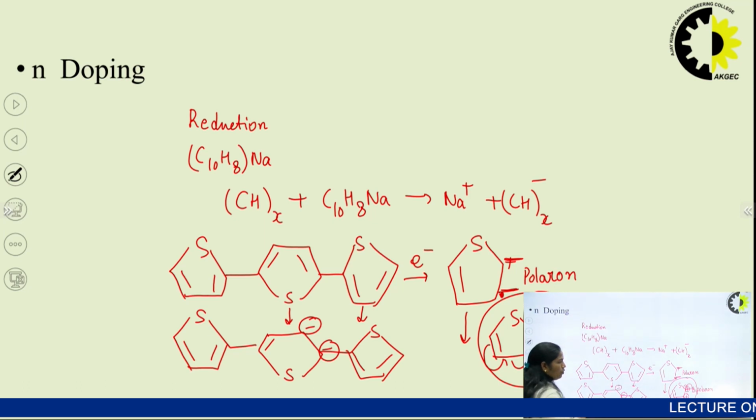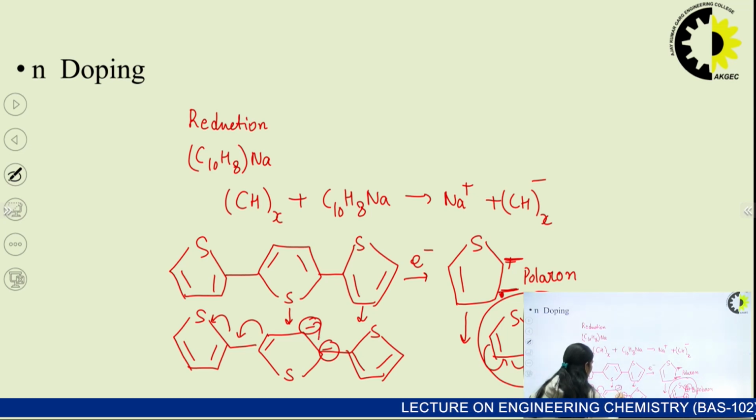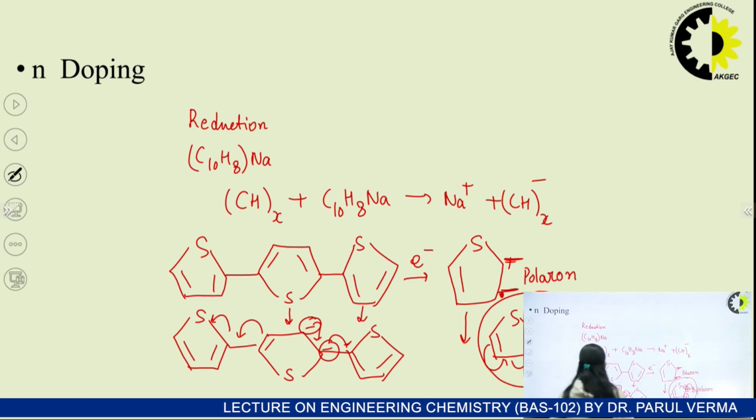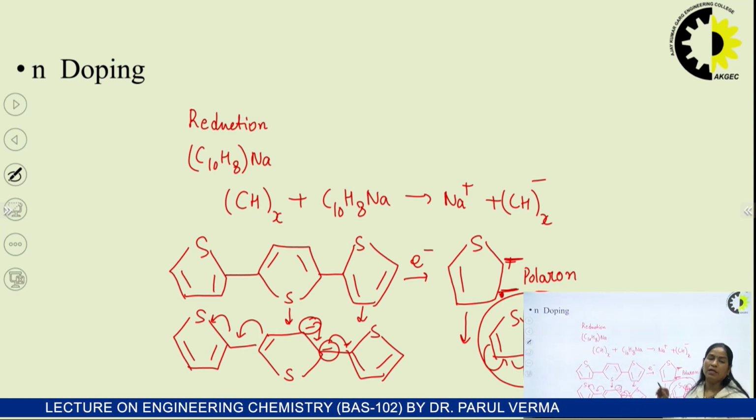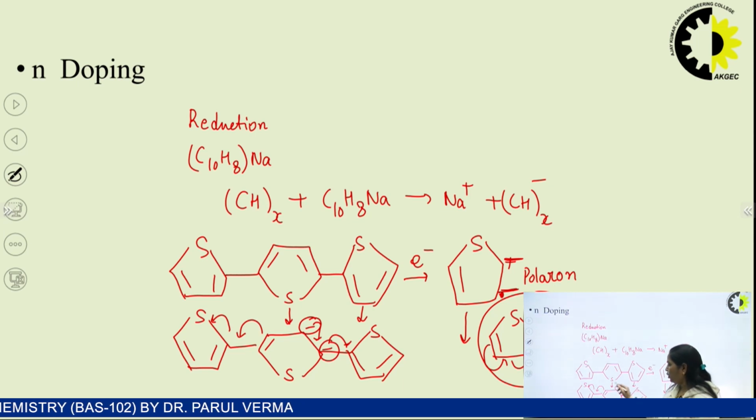this delocalization of charges occurs. Due to this delocalization of charges, because of this bipolaron, this polymer becomes conducting in nature. So this kind of doping is known as N doping, in which the molecule carries negative charge.